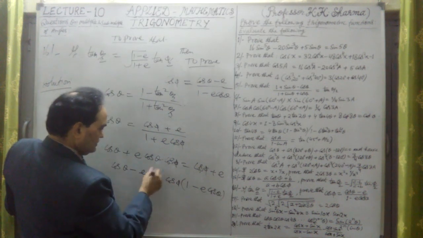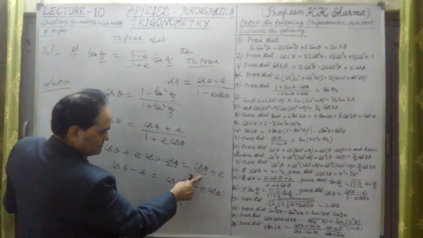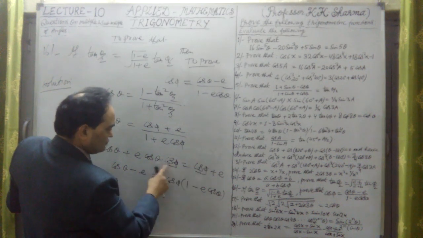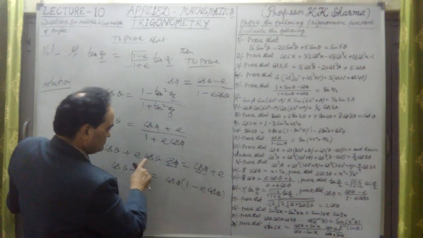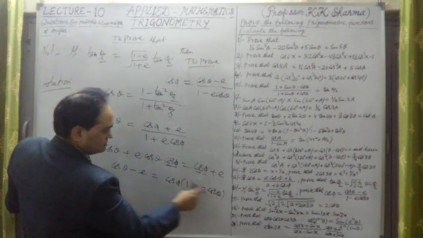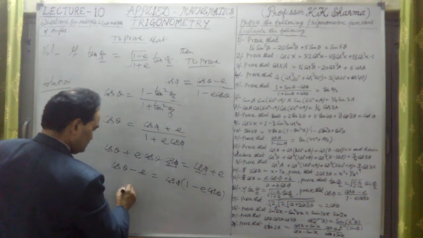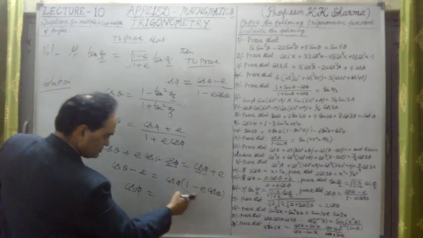But this is cos phi, I have taken common this cos phi and this cos phi. This is 1 here, I have taken this step to that side. We have cos phi minus e cos theta cos phi. Cos phi, I have taken common from these two, it will be 1 minus e cos theta. Okay, so that is why cos phi is equal to this upon this.